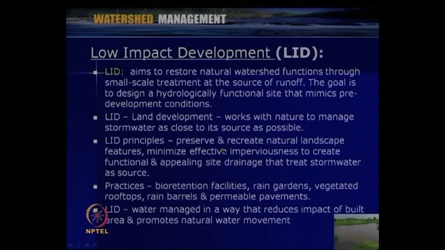So, that way it is about land development issues, and the major LID principles are to preserve and recreate the natural landscape features, and minimize the effective imperviousness to create functional and appealing site drainage that treats stormwater as a resource. So, this is the basic principle. So, we want to preserve and recreate natural landscape. Then some of the important practices as far as LID is concerned, as I mentioned, are bioretention facilities, rain gardens, vegetated rooftops, rain barrels and permeable pavements.